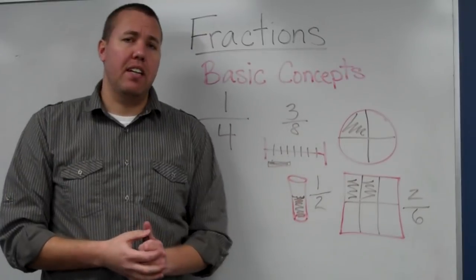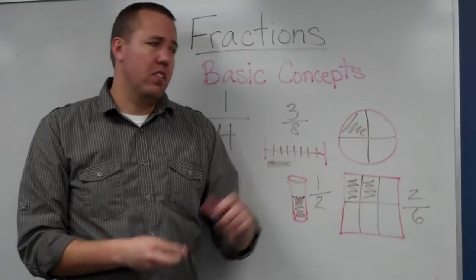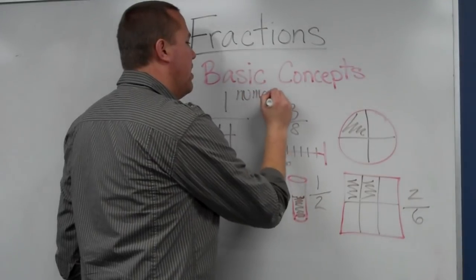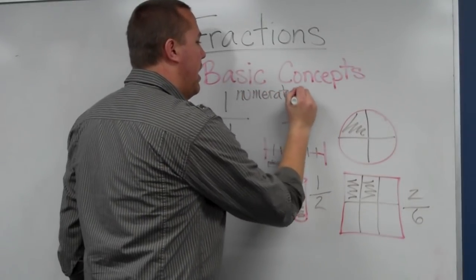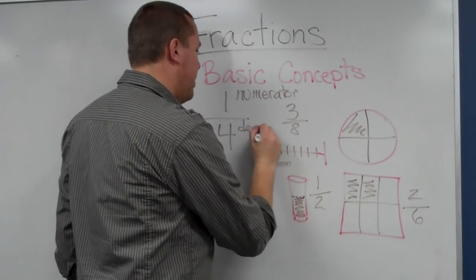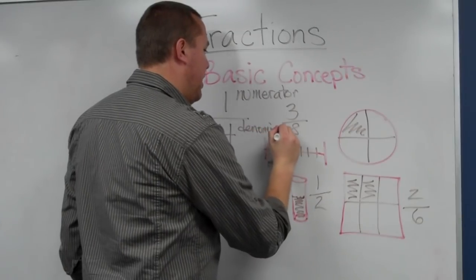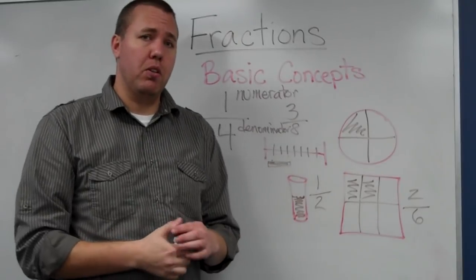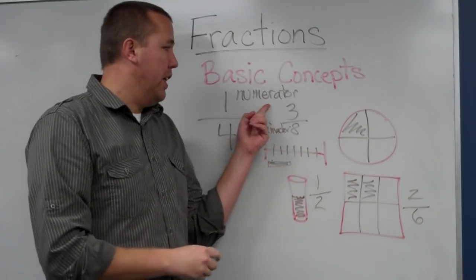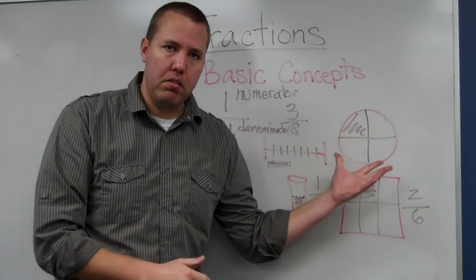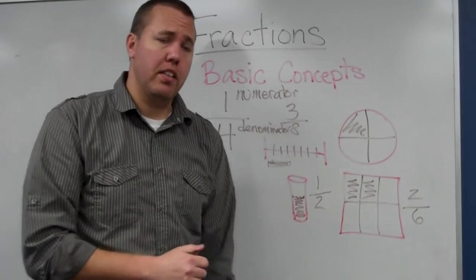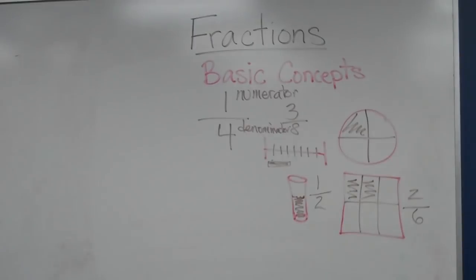So basic concepts. We have a numerator, which is the top portion of the number. Numerator. We have the denominator, which is the bottom portion of the fraction. Denominator. And fractions, we're talking about parts of the whole. Once again, numerator is how much we're talking about, and the denominator is, well, how much is our whole divided into. Fractions, basic concepts.